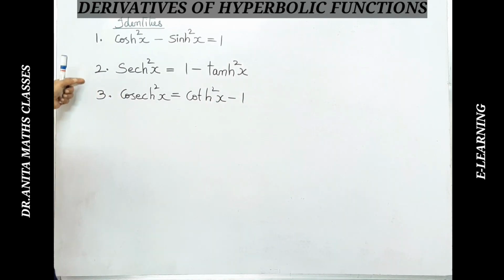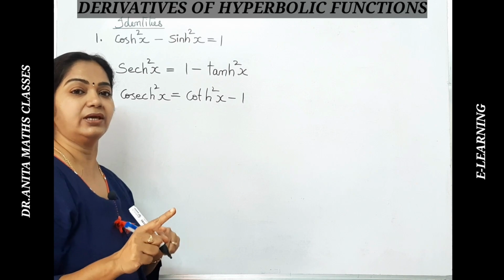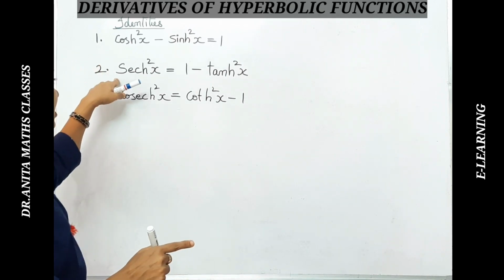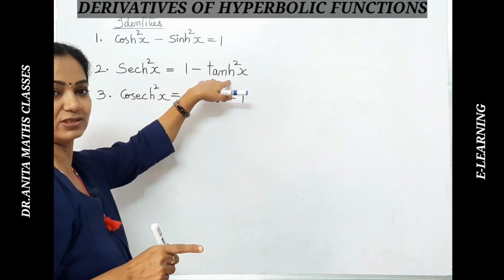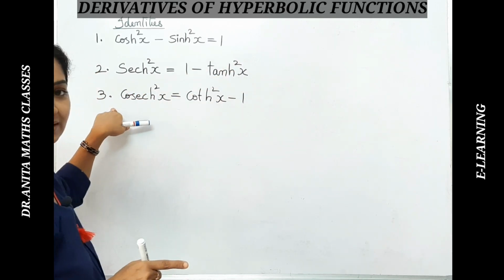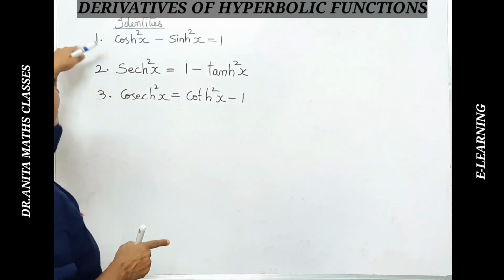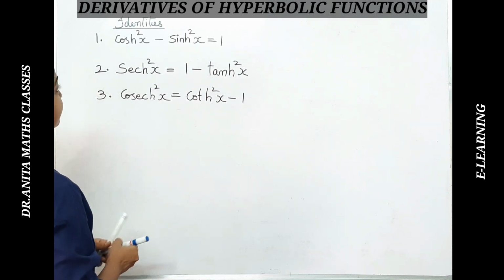So all three identities are different from the trigonometric identities, where we have sec square x equal to 1 plus tan square x. Here we have 1 minus tanh square x, and in a similar way the third identity. Here let us derive the first one.